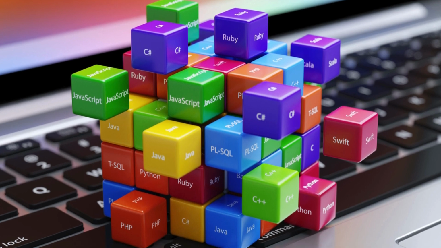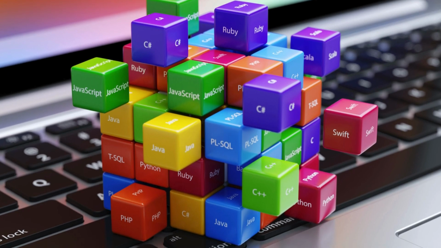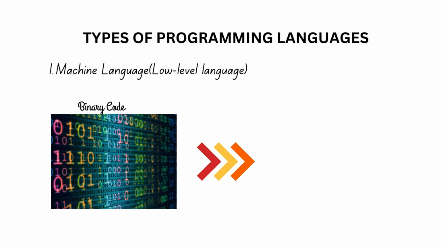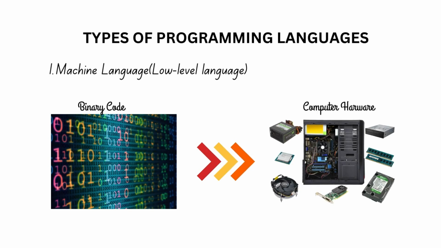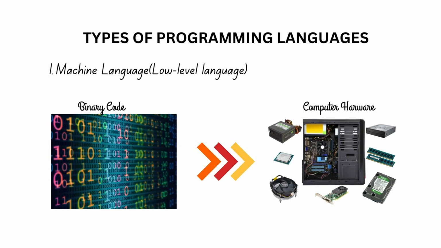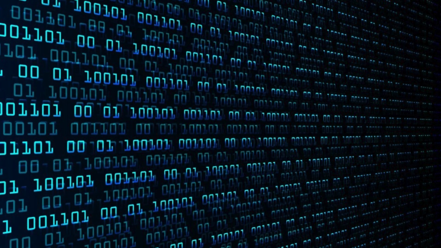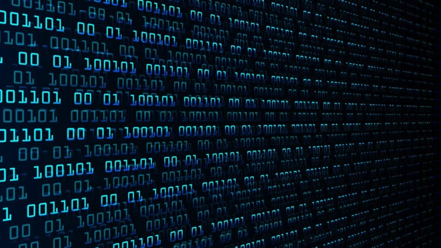Now, there are several different types of programming languages available, and nowadays so many new programming languages have been created. So let's talk about the types of programming languages. The first type of programming language is machine language, or what we call low-level language. It consists of binary code that directly communicates with the computer's hardware. Binary code is simply code that is written in a sequence of zeros and ones. Each instruction is represented by the zeros and the ones.